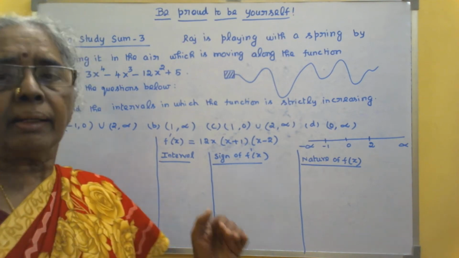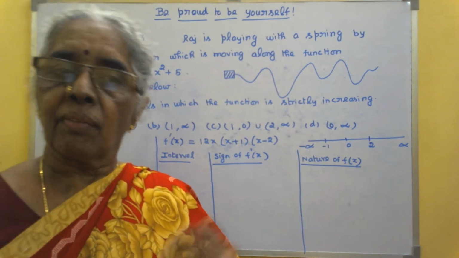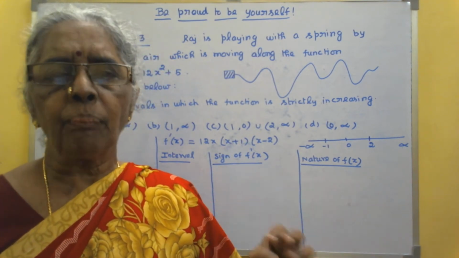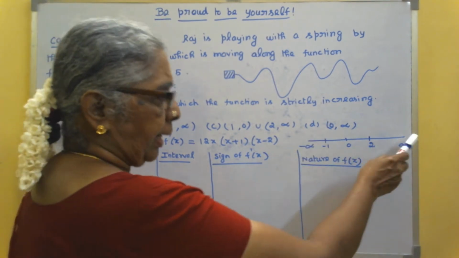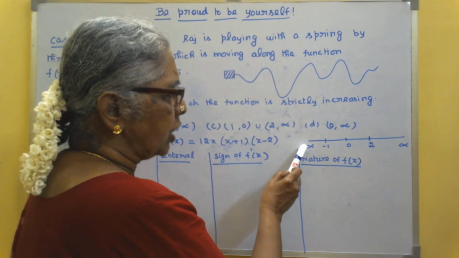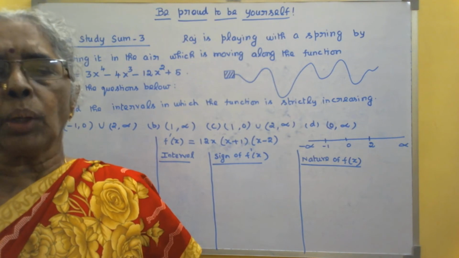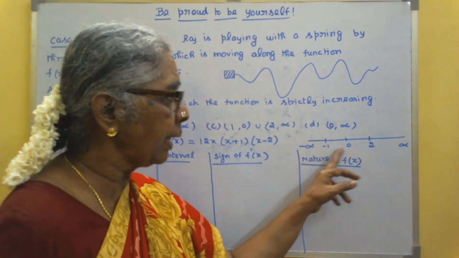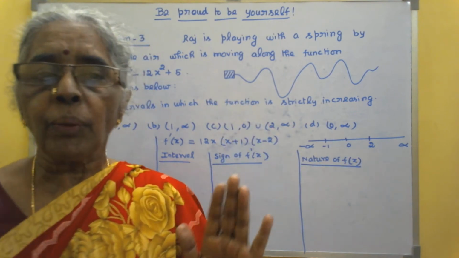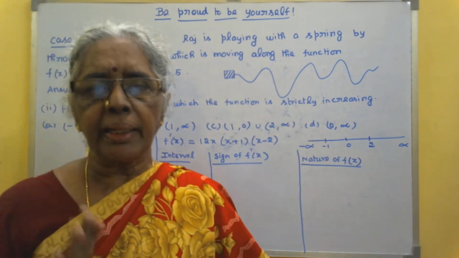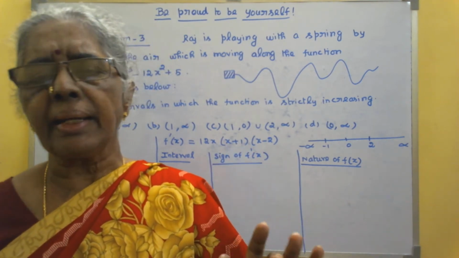Now for any increasing decreasing sums, you should first find the critical points, which you have already found. x can be 0, x can be minus 1 and x can be 2. So now you draw a number line. The number line starts from minus infinity and ends in plus infinity. In between you have got the three critical points. Write them in the proper ascending order, minus 1, 0 and 2. If you get three critical points, you will be getting 4 intervals. If you get 2 critical points, you will be getting 3 intervals like that.